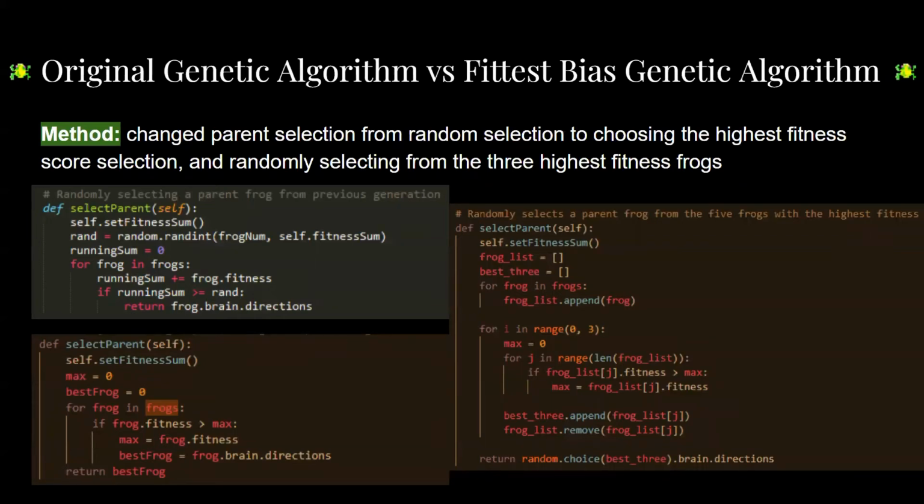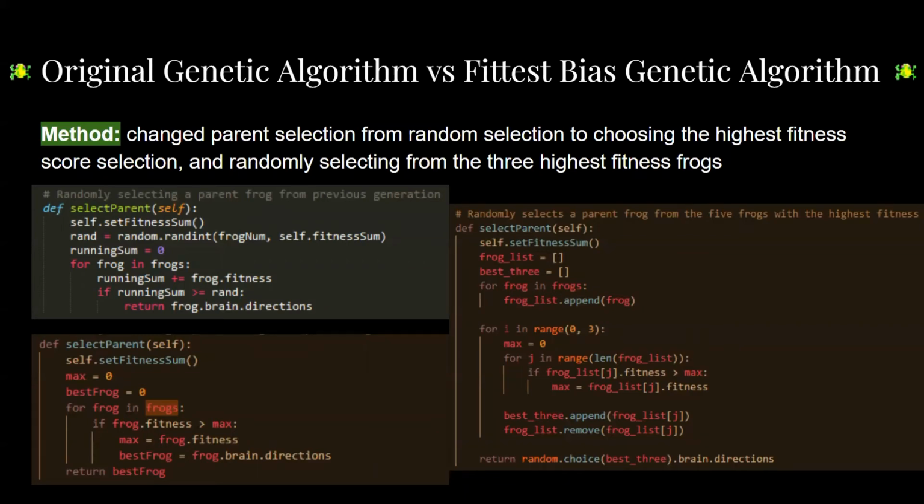In the top left, the select parent function is from the original frogger.py method. A random frog is selected from the frog population to serve as the next parent in the next generation. In the bottom left, a modified version is shown where only the parent with the highest fitness is used as the parent for the next generation.